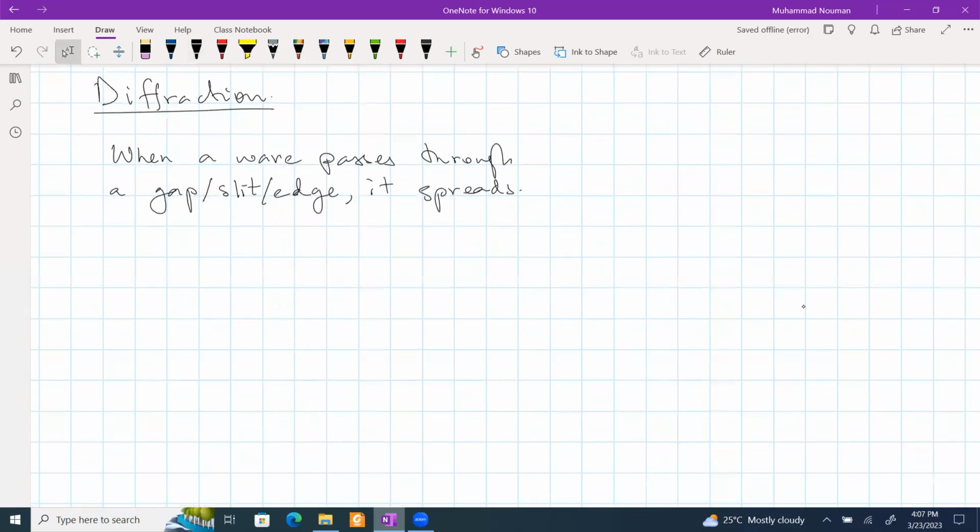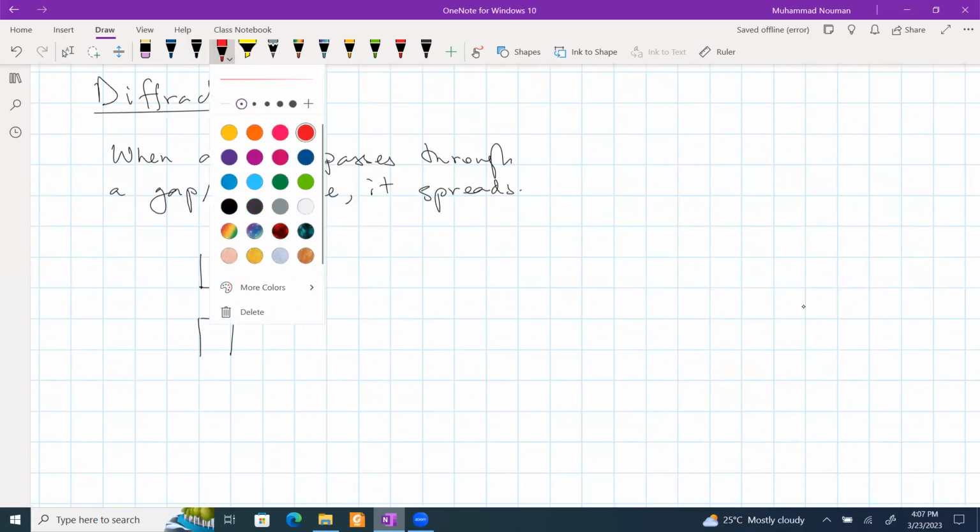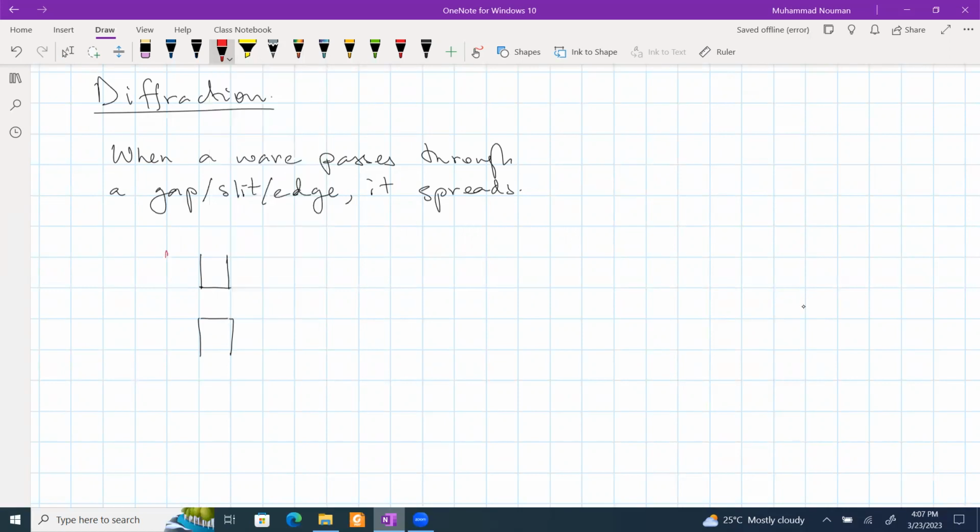For example, there was a water wave, and that water wave was passing through a gap, like maybe like this. I'm just drawing the wave fronts. The wave is going this way, and it passes through this gap. When it passes through the gap, the wave spreads. Need to be very careful. The wave that we are drawing should have the same wavelength as before.